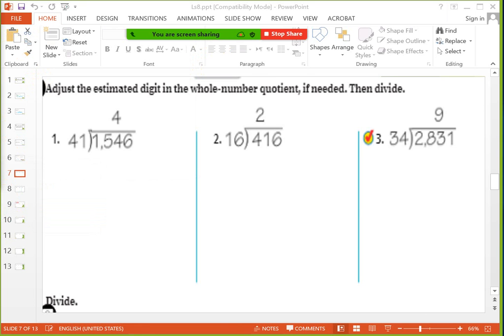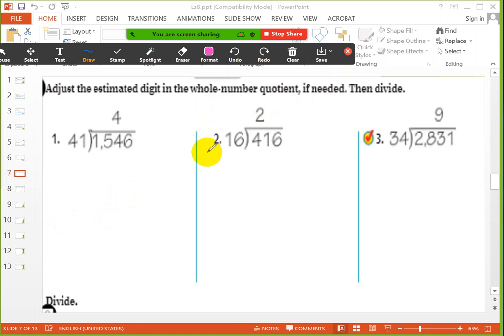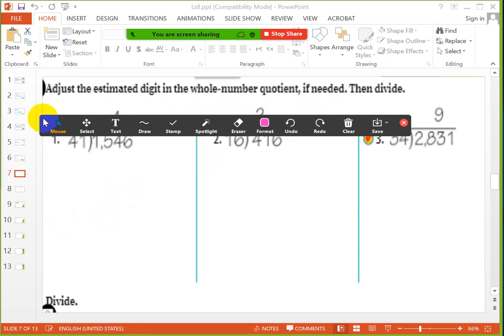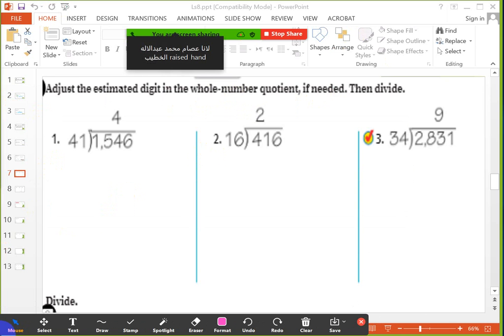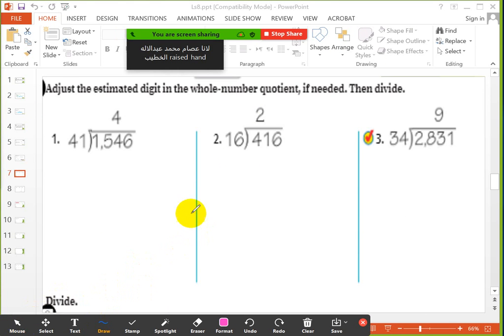Okay, girls, today we will continue with the same lesson. So please bring your books and open them on page 132. Okay? Please bring your books. Okay, Lana, do you have any question, dear? Please type it in the chat. Yes, dear Lama, do you have any question?